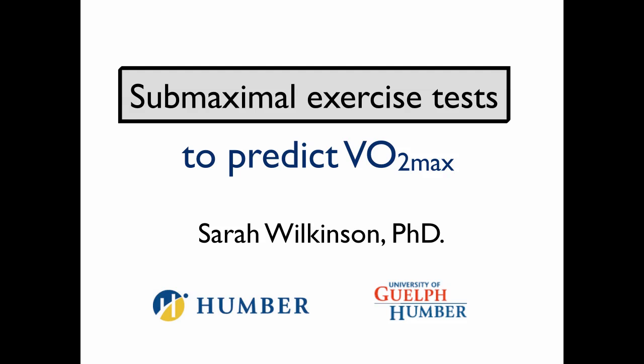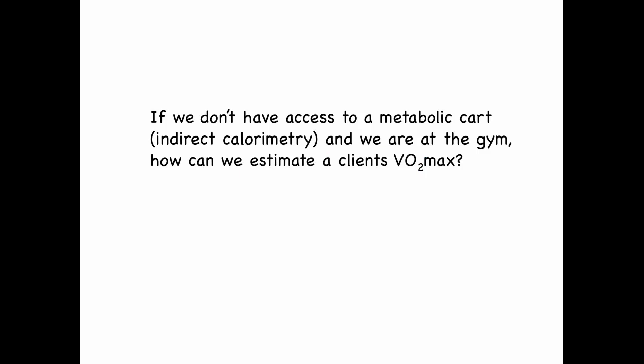Today I'm going to explain the principle of how we use submaximal exercise tests to predict VO2max, our maximal oxygen intake. The gold standard for measuring VO2max or VO2 peak is indirect calorimetry, often called a metabolic cart. This is a machine where we can directly measure oxygen consumption at the mouth.